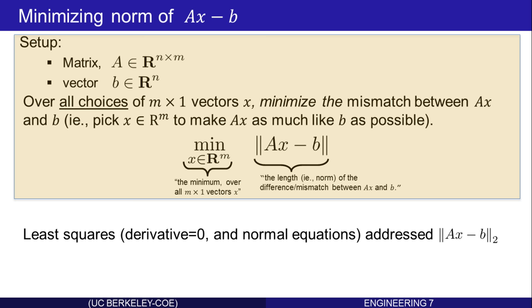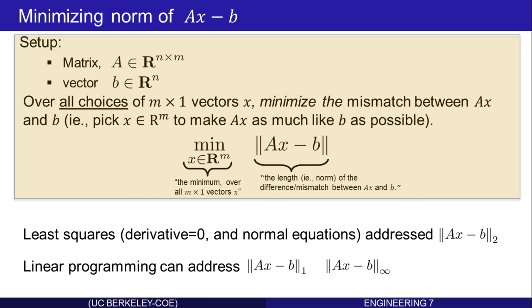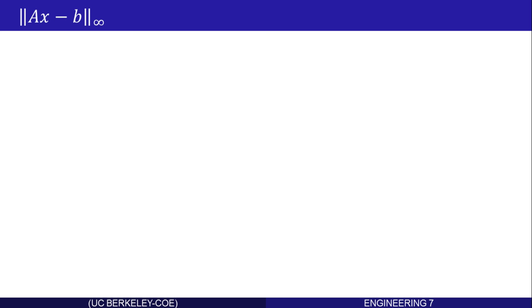It used calculus and derivatives to determine the conditions for optimality, and that resulted in the normal equations, a square system of linear equations that always has a solution at the optimal point. Linear programming can address these other 2 norms, the 1 norm, the sum of the absolute value of the entries, and the infinity norm, the maximum of the absolute value of the entries. Let's see how that goes.